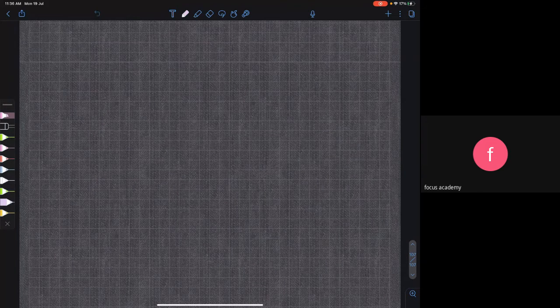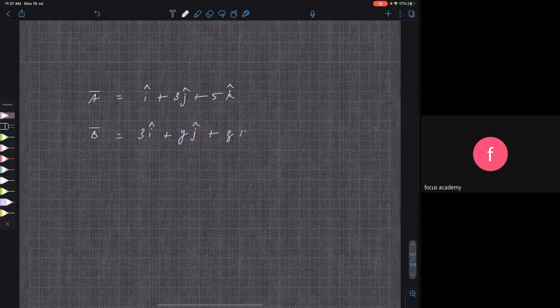Okay, suppose we have this vector A bar equals I cap plus 3j cap plus 5k cap. B bar equals 3i cap plus yj cap plus zk cap.